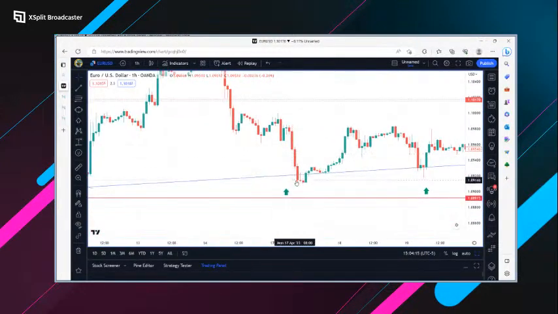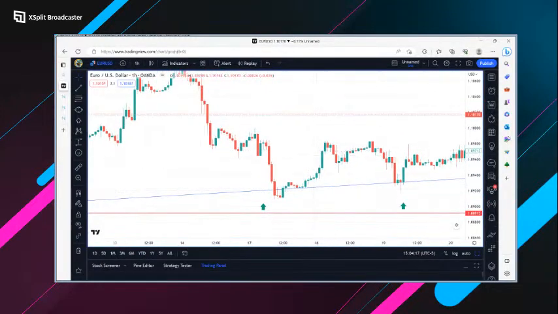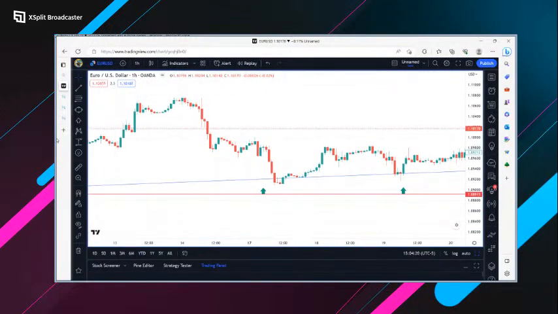So then the market comes back down around this price point.